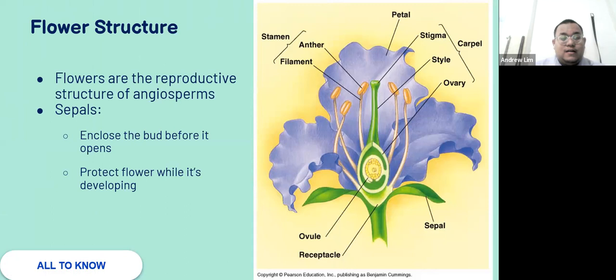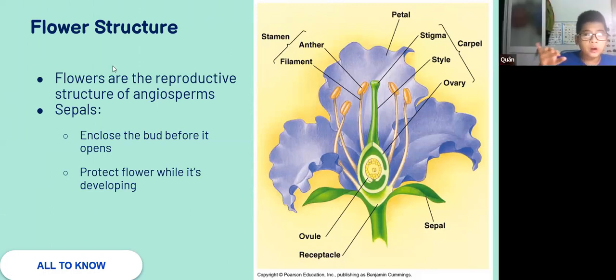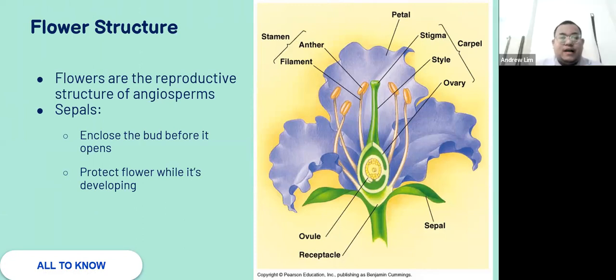Ming Chuan, yes. A question: how many flowers can a tree produce? A tree can produce as many flowers as you can think. It can be 10, 20, 30, or 40, depending on the tree.